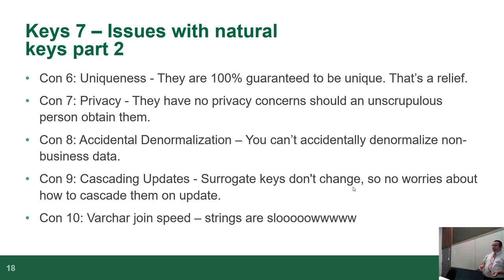Same thing with cascading updates. Surrogate keys don't change. On the other hand, if anybody's ever had their identity stolen and you have to get a new SIN number from the Canadian government, and you go to a bank that's using your SIN number as your primary key, and they need to update all the records with your SIN number, there's going to be cascading updates that roll down, having to update all the records that match your SIN number. And some systems don't like doing that.